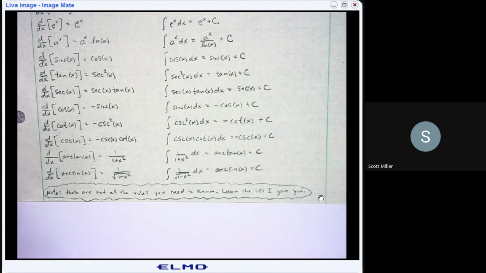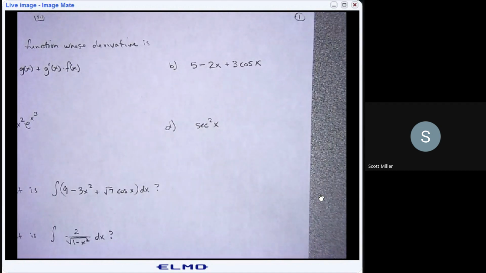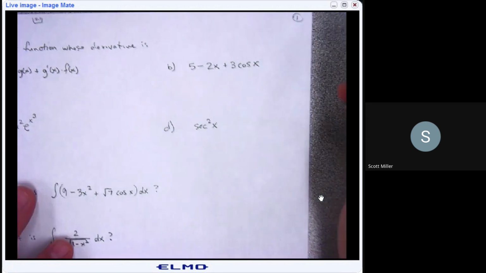Okay? There's a ton of integration rules. You're not going to memorize them all. You're just going to stick with the basic ones, which are these right here. Okay? And so let's do some practice problems over here. Now, I'm going to be using those rules that you just saw to answer some of these questions over here. So let's go ahead and take a look.